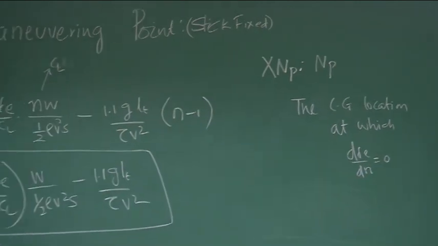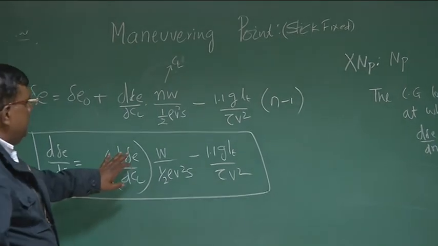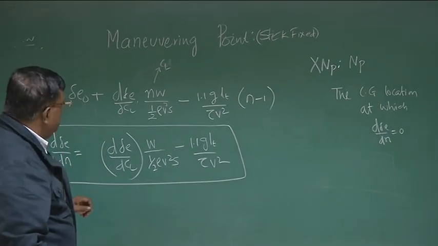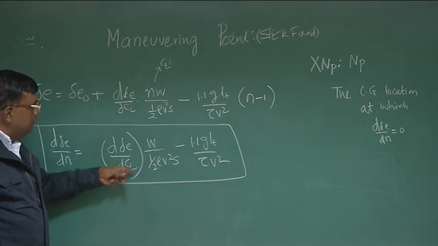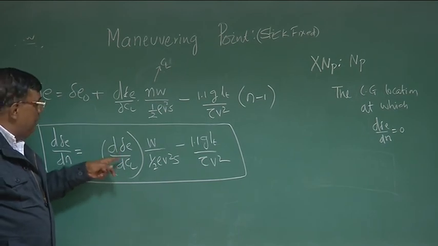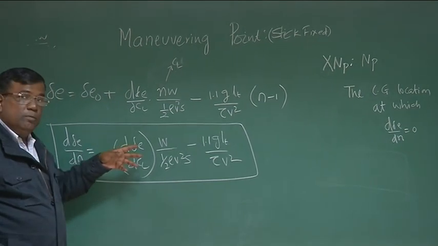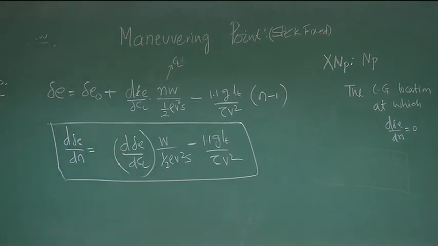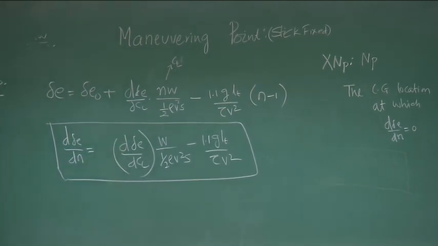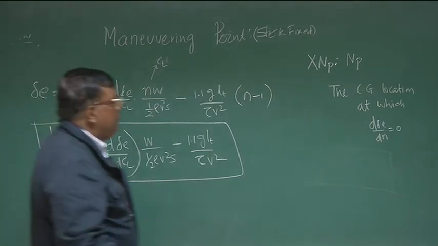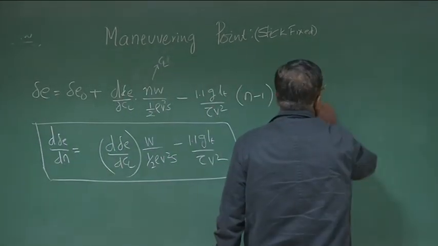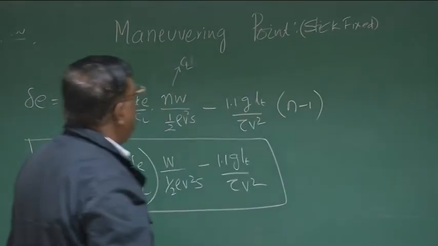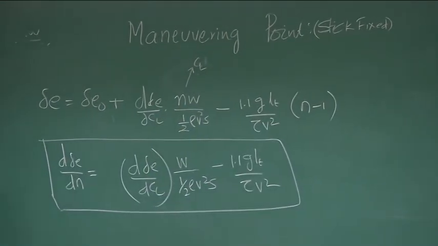Right? So you can easily find from here the value, because the CG location is somewhere here, sitting here. Remember, d delta E by dCl is what? That is xCg minus x n naught. So it will be there. So we will now do a simple algebraic manipulation and find out what is the location for the maneuvering point, right? And I am saying we are now discussing the maneuvering point stick fixed.